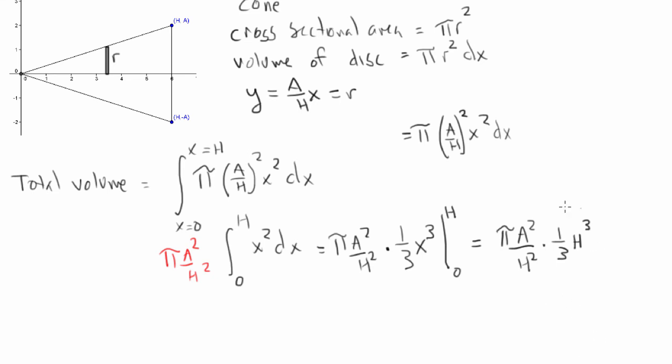And so once we have this, we can do a little bit of simplification and get that the final volume of this is 1/3 pi a squared h. In other words, this is the area of the base, pi a squared, times 1/3, so 1/3 of that quantity times the height. And this is the formula that we know for the volume of a cone.